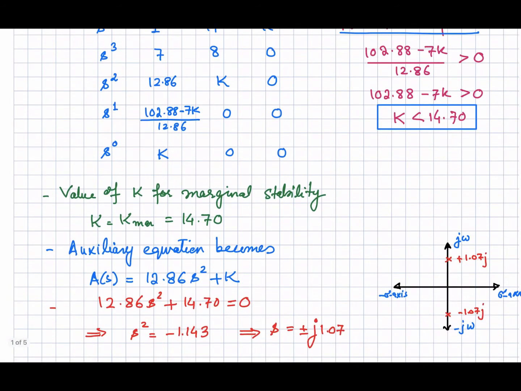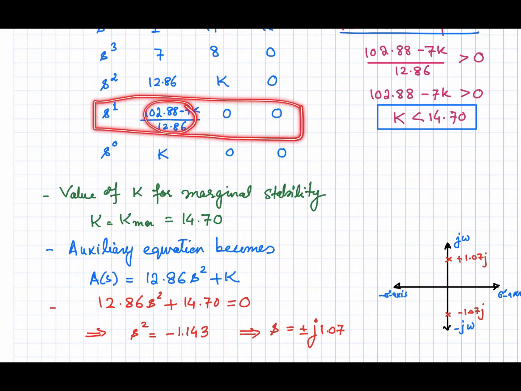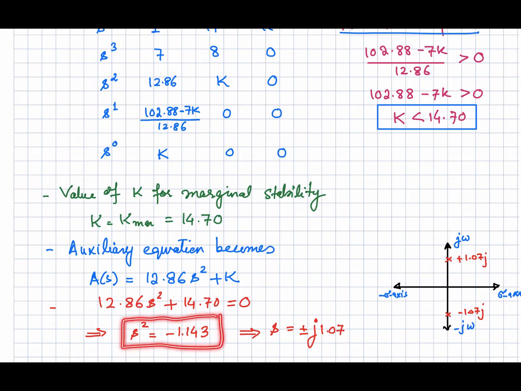So when it is set equal to 0, the k comes out to be this one, 14.70, the worst case. If k exactly becomes 14.70, this term will become 0. So the special case of the Routh stability criteria will be applied, and that will indicate that the pole is at the imaginary axis. Okay, now if this becomes 0, the whole of this term will become 0, right? And we will define the auxiliary polynomial with the help of this term, 12.86 s square plus k, right? And setting it equal to 0, we can find out the poles which are on the j omega axis. So the solution of this one can be obtained like that, s is equal to plus minus 1.07 j.